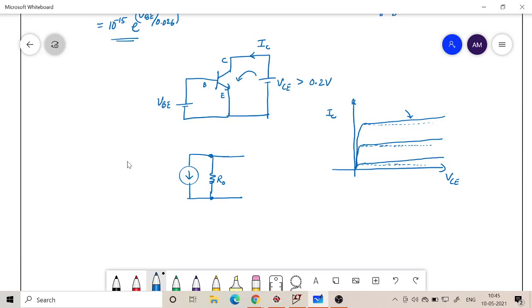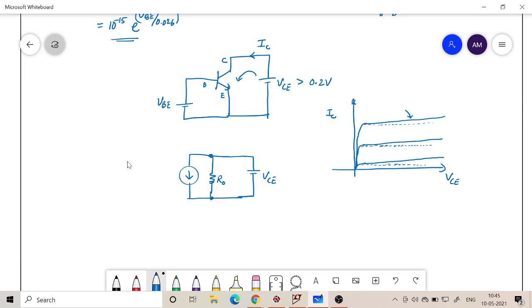Very large. It should be infinity. Okay, so if it is infinity, you can remove R0 and there is no resistance. It is equivalent to that because it is an open circuit here instead of the resistance, and therefore you will get flat. But now we are applying this voltage VCE across this.